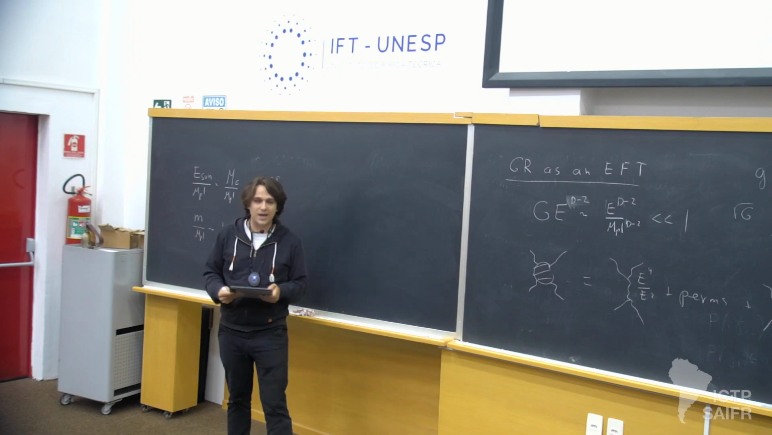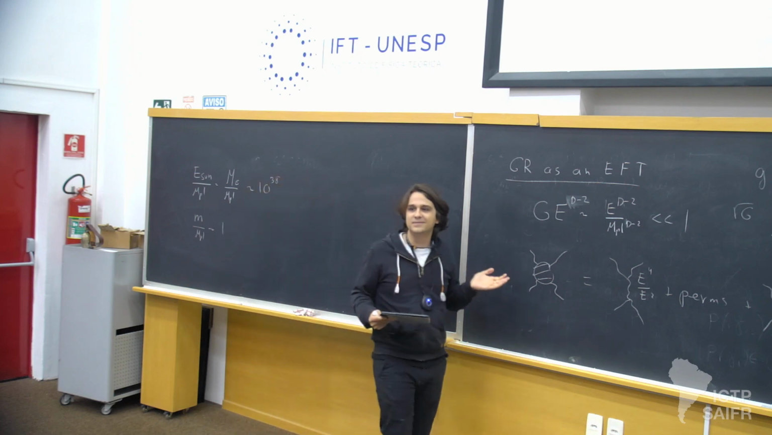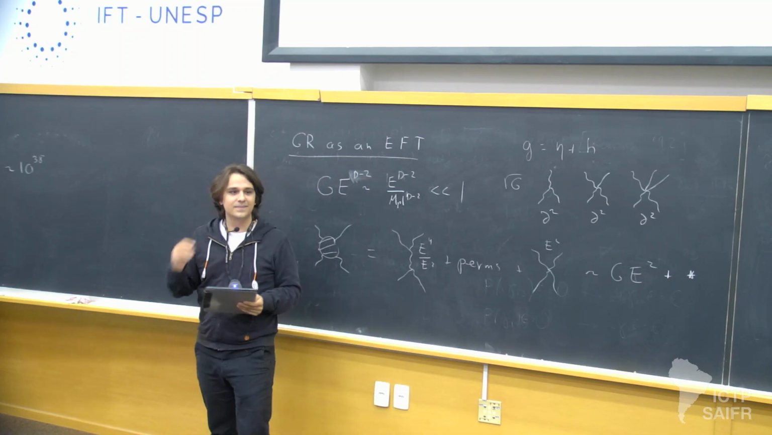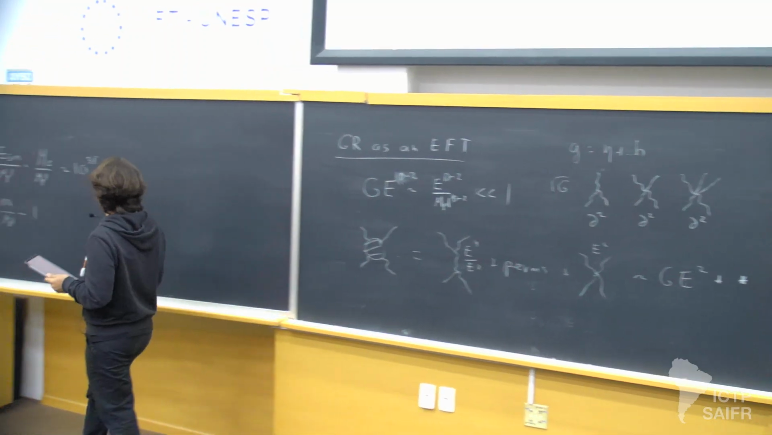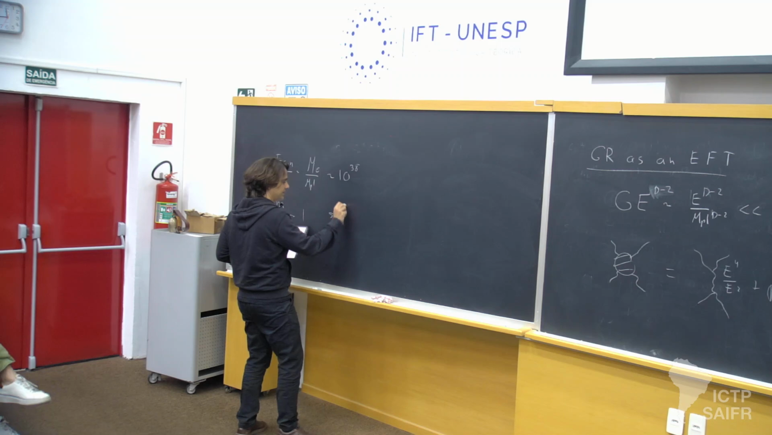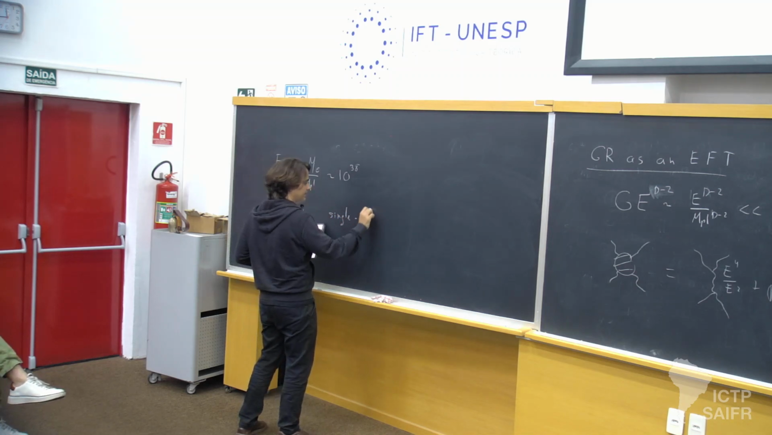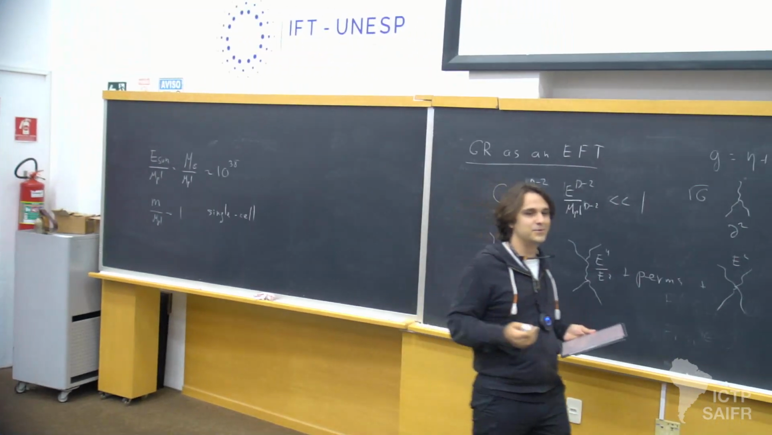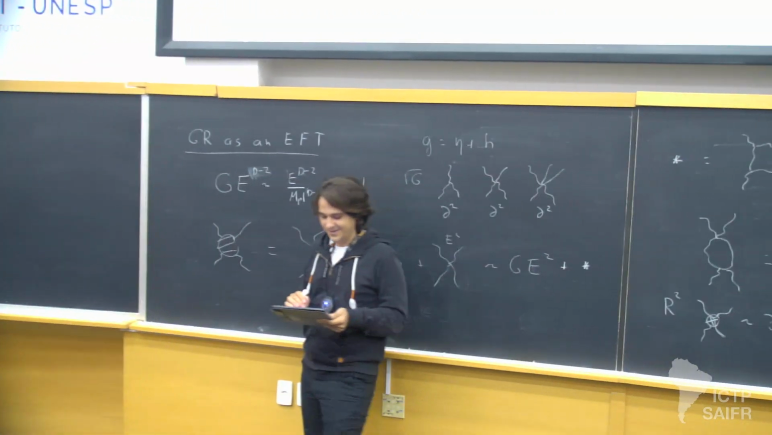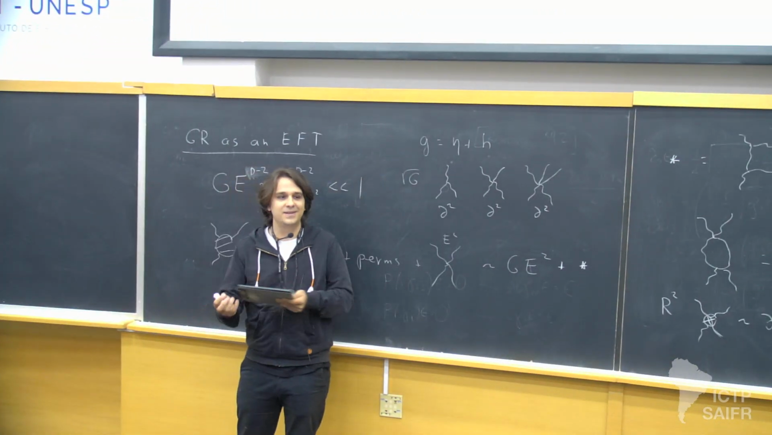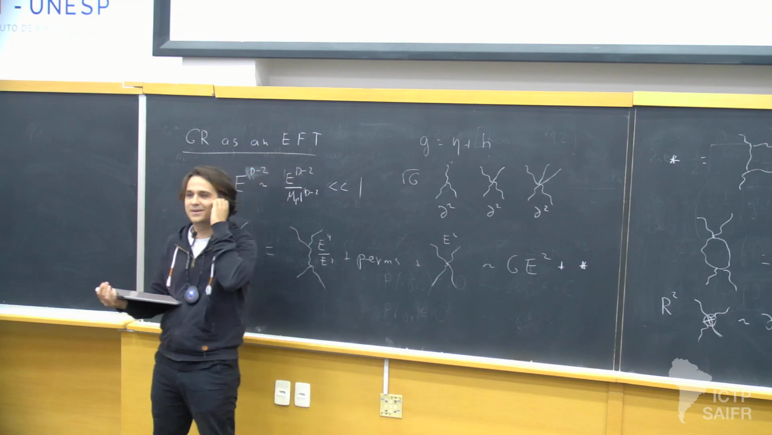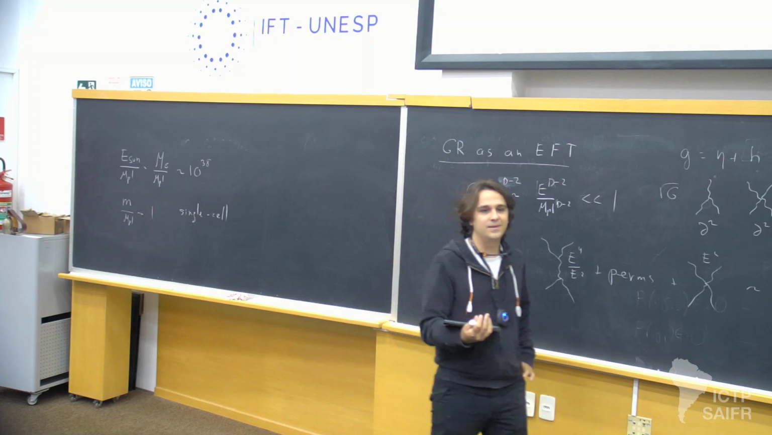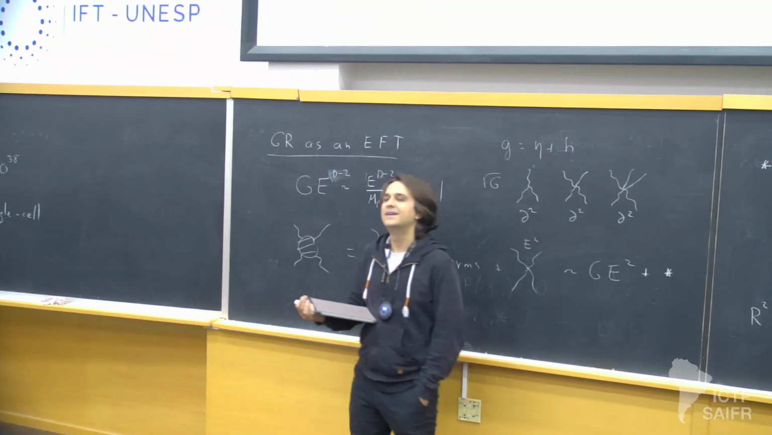So why can we make predictions in GR at all if we have this large parameter? Even the sun is strongly coupled, okay? But we studied the dynamics of the moon and the earth, of the sun. So there has to be some other expansion parameter. So any guess what is the other small parameter that we have when we do classical physics?